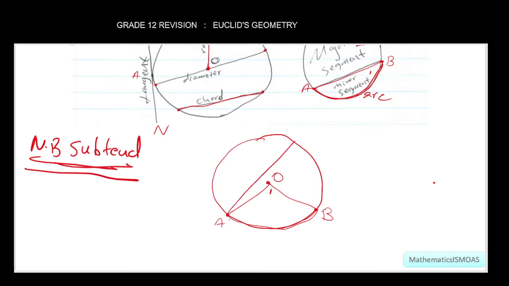Then if we have another straight line from A to the circumference of the circle and another straight line from B to the circumference, and they meet at the circumference at point C, again we say arc AB subtends angle C. That is what we mean by subtending.